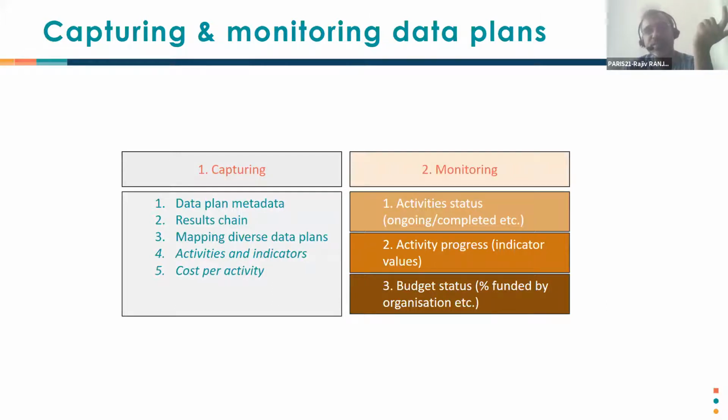or discarded. The activity progress, that is, if there is an indicator value against an activity, then you can measure that also. And then the budget status. So if an activity is going to cost, let's say, $30,000, 20% is coming from FCDO or USAID or a donor, and then the rest is coming from the national budget. Those can also be constantly monitored using the tool.